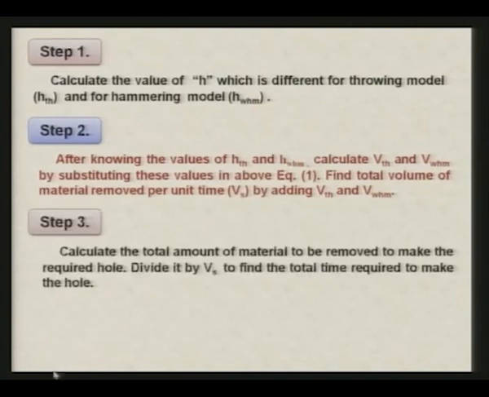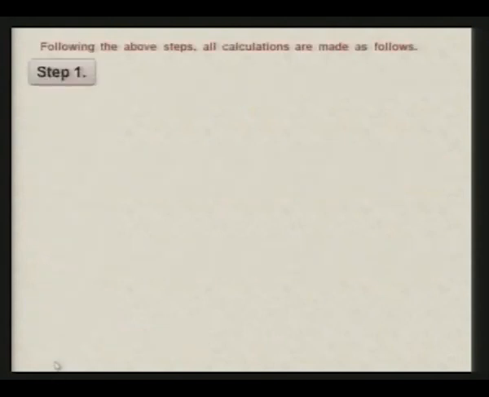In the third step, calculate the total amount of material to be removed to make the required hole. Divide this volume by V that has been calculated in the earlier step 2 to find the total time required to make the hole. In step 4, find the ratio of hTH divided by hWHM. Following the above steps, all calculations are made as follows.